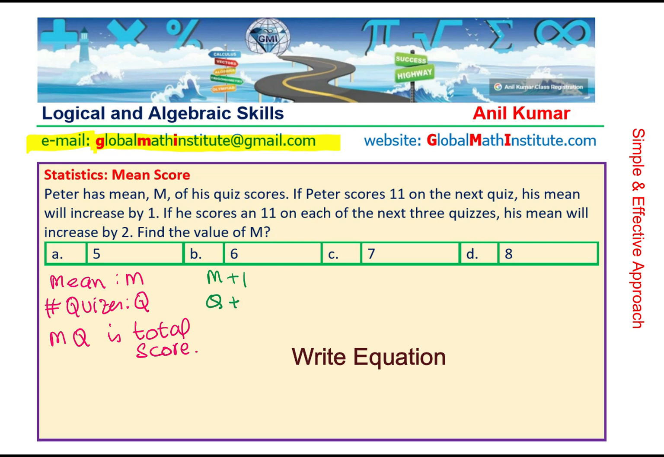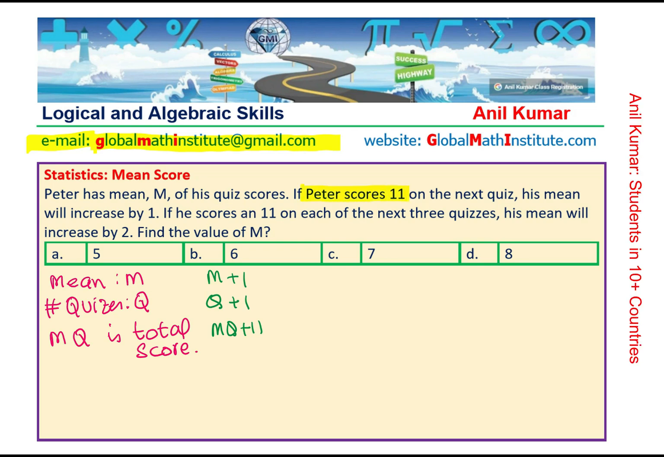Quizzes will become q plus 1 and the total will be MQ plus 11. Makes sense? Because in the next quiz, the score is 11. So that gives us one equation. And the equation for us is (M plus 1) times (q plus 1), right, equals MQ plus 11.